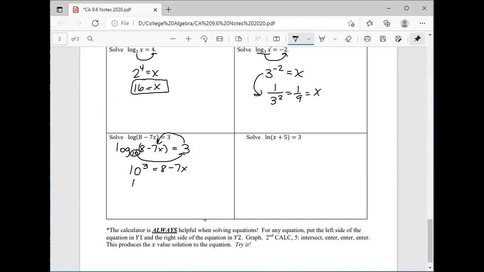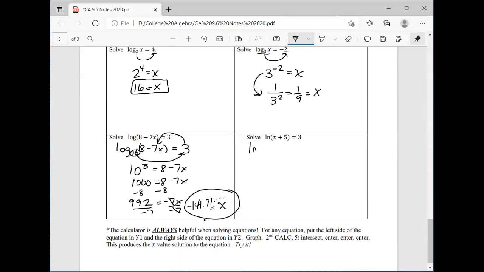So 10 times 10 times 10 is 1,000. Then I could subtract 8, which is 992. Divide both sides by -7. And x is equal to 992 divided by -7. So I am getting -141.71, and it keeps going. Okay, is everybody good with that?